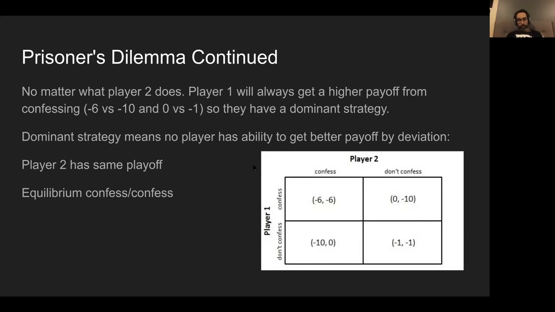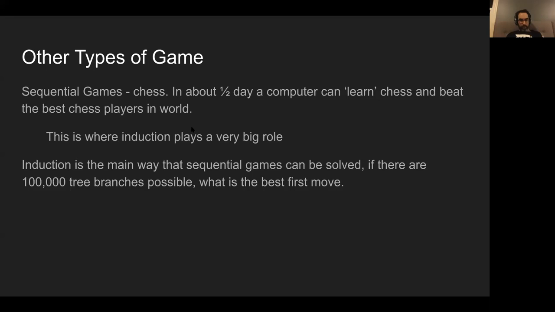So, let's see here. So there's other types of games. The ones that computers are best at are what are called induction games. So there's sequential games. So the Prisoner's Dilemma was a simultaneous game where both actors act independently, but they act at effectively the same time. So the decision is made at a uniform point of time, and timing doesn't really matter.